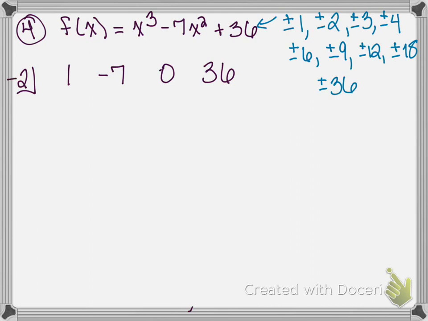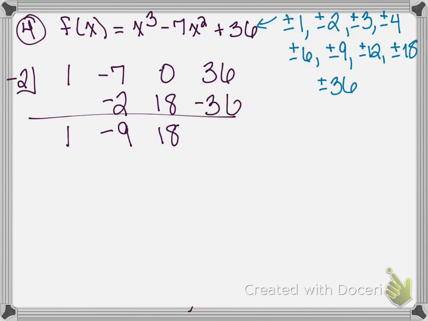Let's try negative 2. Bring my 1 down. Negative 2 times 1 is negative 2. Negative 7 and negative 2 is negative 9. Negative 2 times negative 9 is positive 18. 0 and 18 is 18. Negative 2 times 18 is negative 36. Do I get what I need? Yes, you have to have a 0 there.